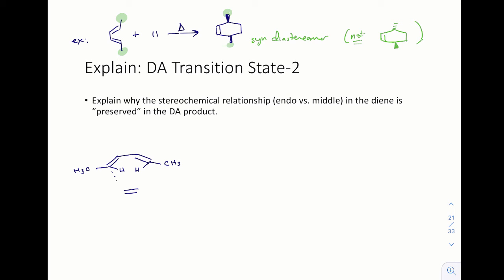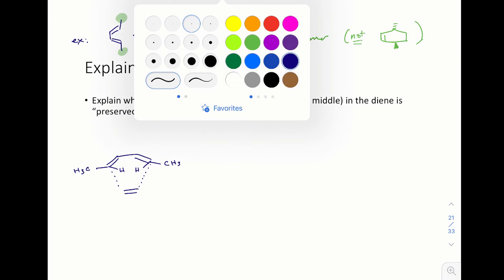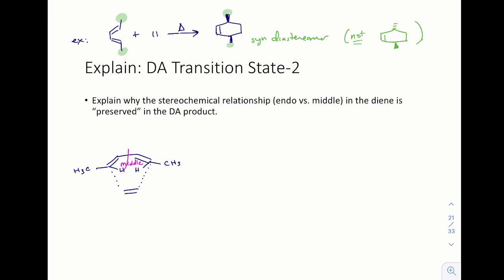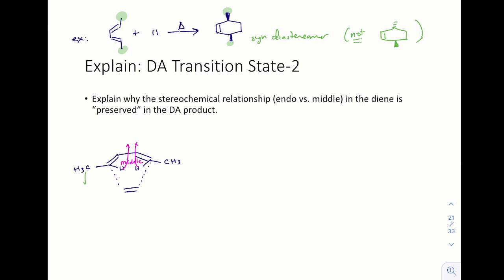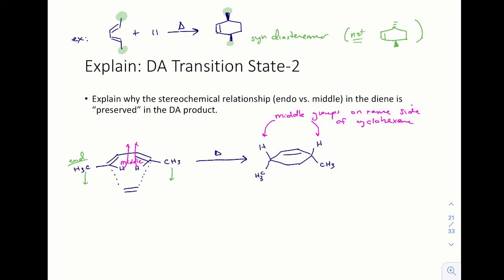Now, when the dienophile approaches the diene and these two new carbon-carbon bonds are made, the groups in the middle, when the diene comes from the bottom, those groups get pushed up, and the methyl groups, the groups on the ends, would get pushed down. But the point here is that the same action is occurring to both of those groups on the end. Because of this transition state, the groups that were in the middle of the diene end up on the same side of the cyclohexene, as do the groups that were on the end. They end up on the same side of the cyclohexene.